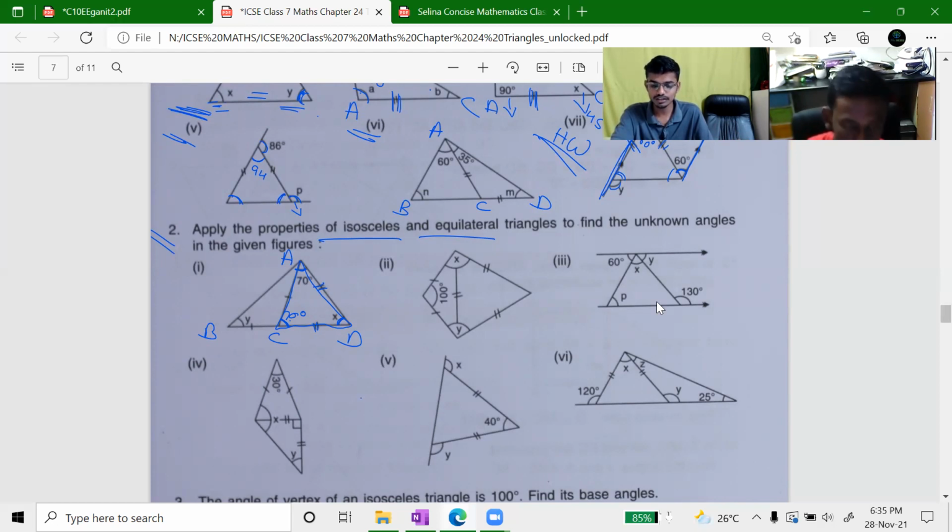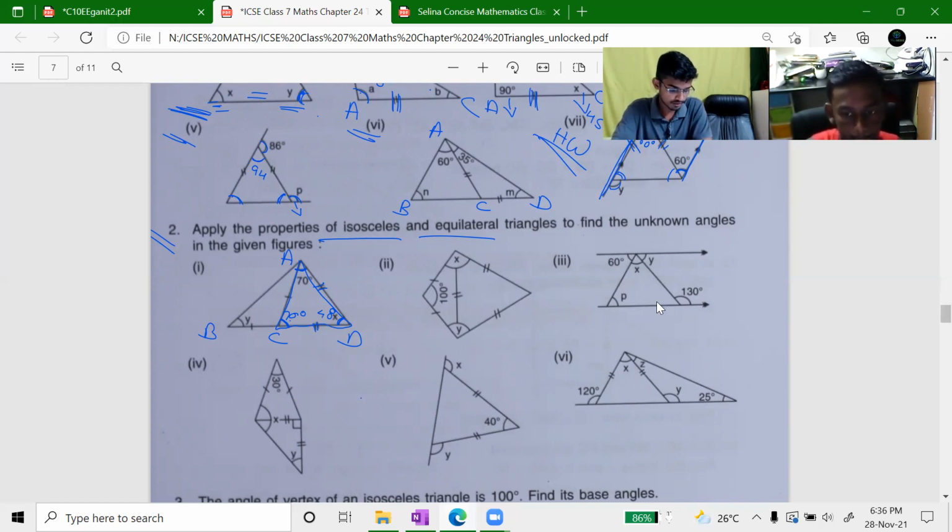180 minus 140 is 40 degrees. So X will become 40 degrees. Yes or no? Any doubt till here? No, sir. So you find out the value of X. Do you have any doubt till now? No, sir. Okay.